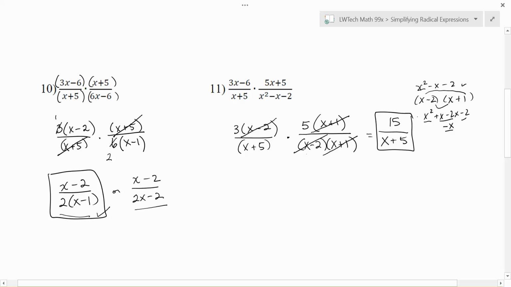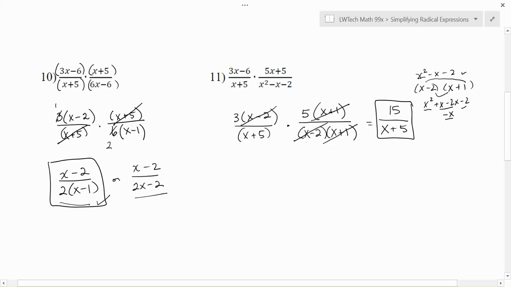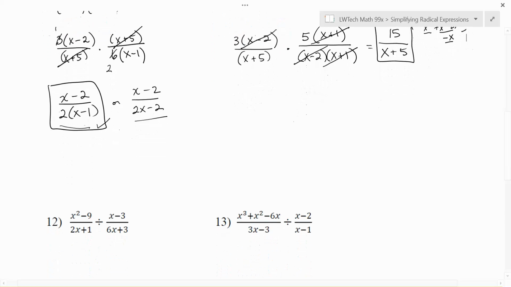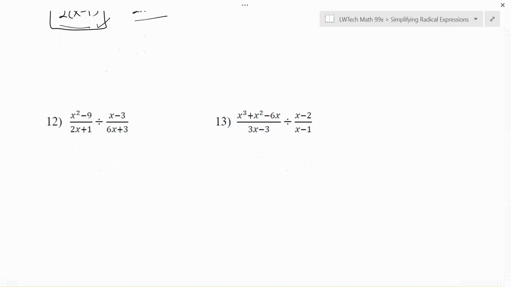So again, basically all that we're doing in this problem with multiplication is we just have more simplifying than we had in the simplifying rational expressions part of the problem. All right, continuing on down here.